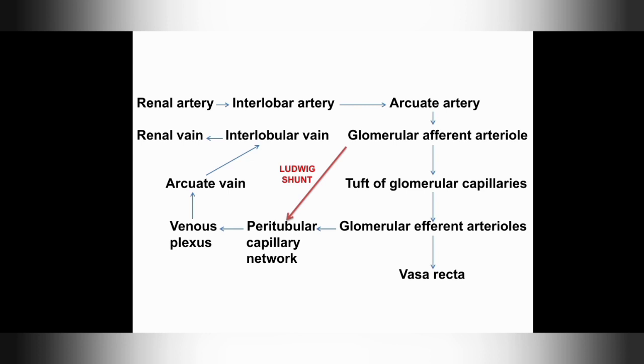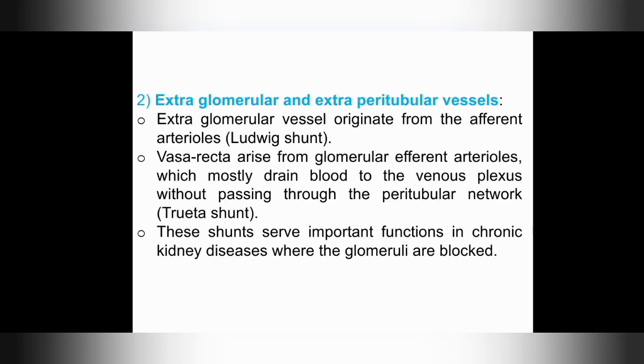Another shunt is there. Just look at the figure. From the vasa recta, the blood can go directly into the venous plexus bypassing the peritubular capillary network. That is the Trueta shunt. See, that is the Trueta shunt. So these two are the extraglomerular or extraperitubular capillaries or vessels. Okay, the same thing is written there. So the vasa recta arises from glomerular efferent arterioles which mostly drain blood to the venous plexus without passing through the peritubular network. These shunts serve important functions in chronic kidney diseases where the glomeruli are blocked.